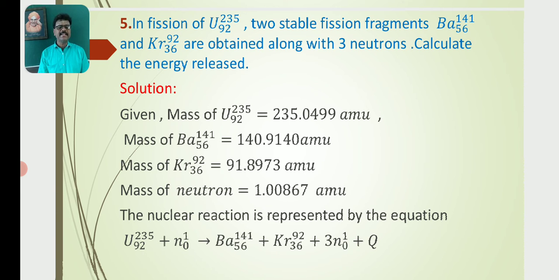Now let us discuss the solution of the given problem. Here given mass of uranium 92-235 is 235.0499 AMU. Mass of barium 56-141 is 140.9140 AMU. Mass of krypton 36-92 is 91.8973 AMU. Then mass of neutron is 1.00867 AMU.